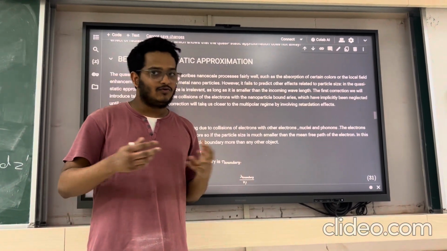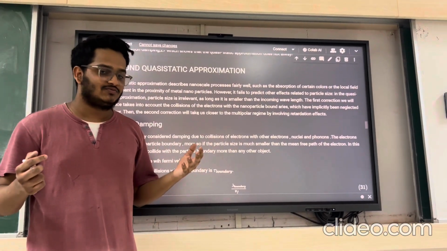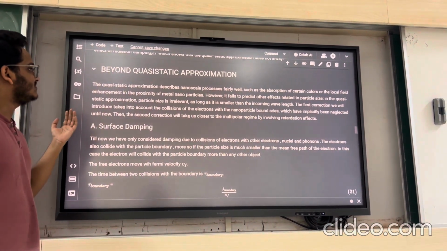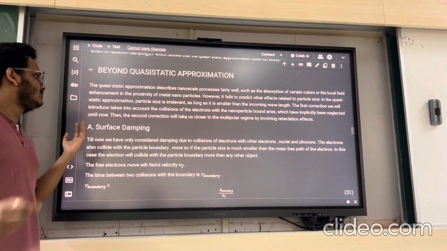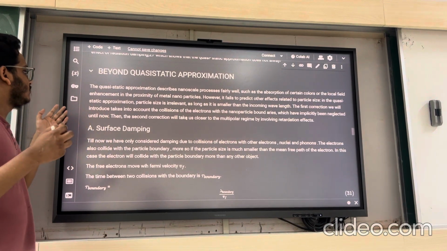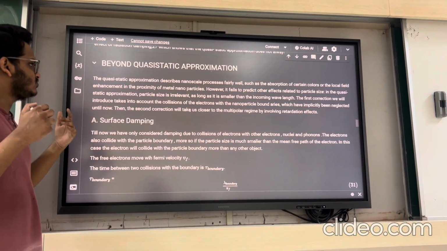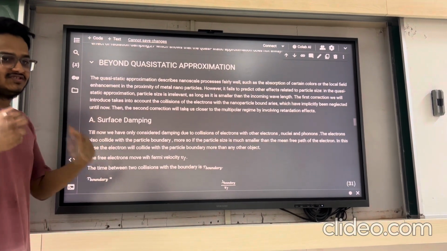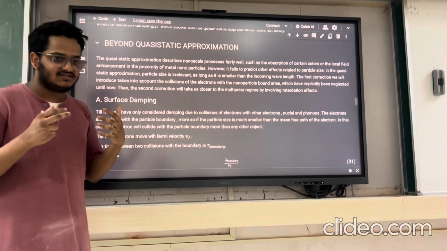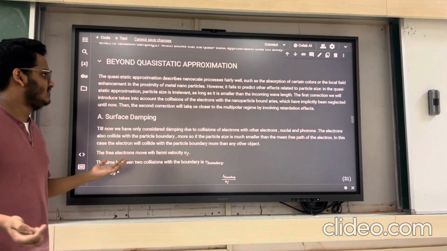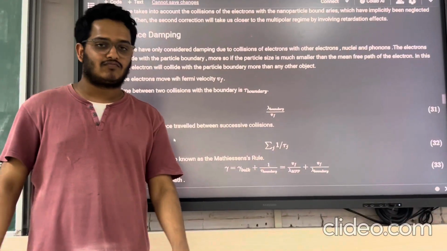Okay, now we go a little bit beyond the quasi-static approximation. So quasi-static approximation works really well to describe effects such as absorption of certain colors or the local field enhancement in the proximity of metal nanoparticles. However, it fails to predict other effects which are related to the size of the particle, as size is irrelevant as long as it is smaller than the incoming wavelength. The first correction.